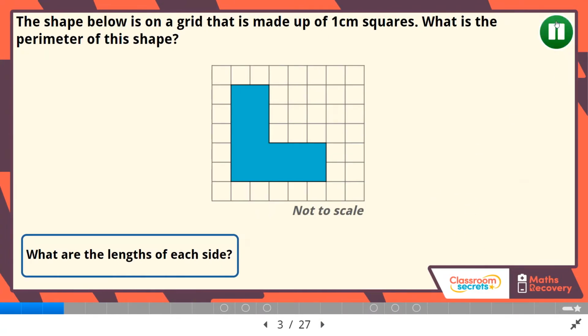The shape below is on a grid that is made up of 1 centimeter squares. What is the perimeter of this shape? To find this out, we first need to work out the length of each side. How can we do this?